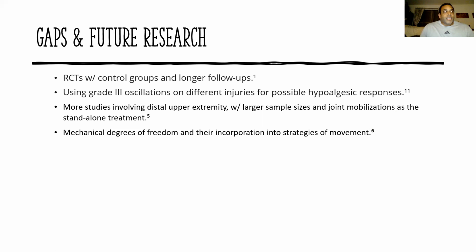So most of the studies found were on knees and ankles, chronic ankle instabilities, and shoulders, the glenohumeral, and a few elbows. But there needs to be more on upper extremity stuff, like the wrist, the hands, fingers, cervical spine, T-spine, so that we know how to properly do them in those areas and what the effects are. And then again, larger sample sizes with those treatments.